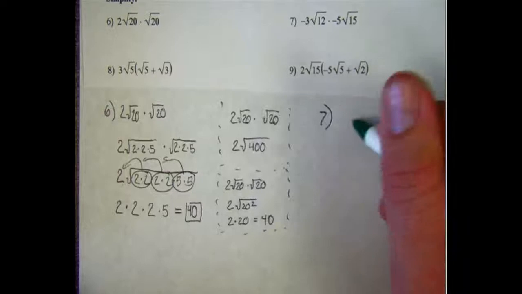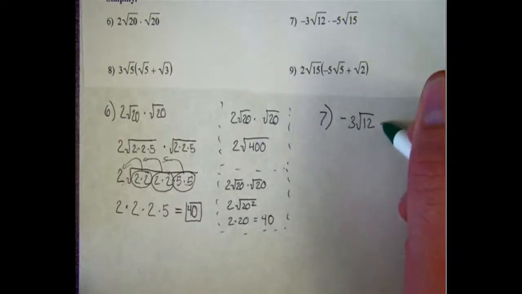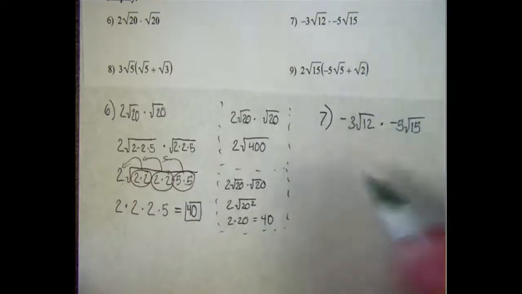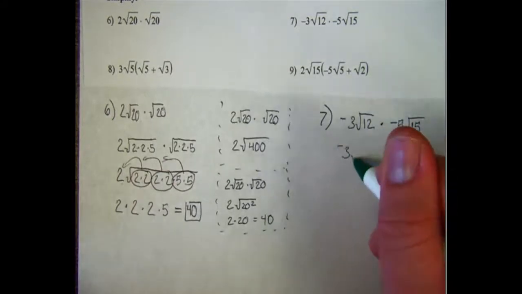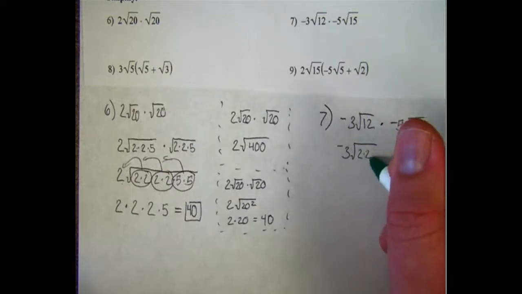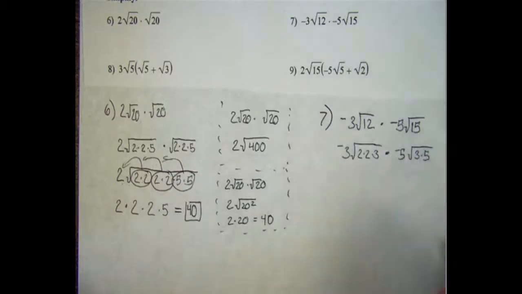All right, let's look at number 7. We've got negative 3 times the square root of 12 times negative 5 times the square root of 15. And as I said before, I'm going to get the prime factorization of each of those. For 12, it's 2 times 2 times 3, times negative 5, and then 15 is 3 times 5.